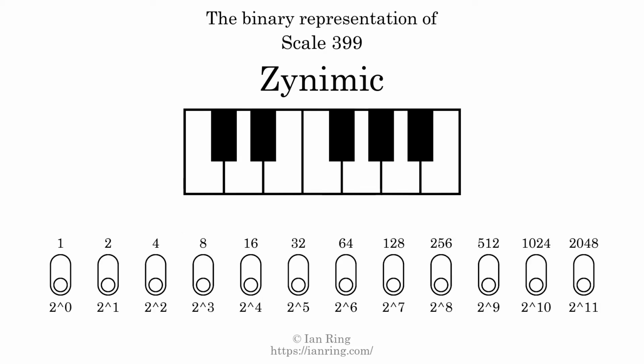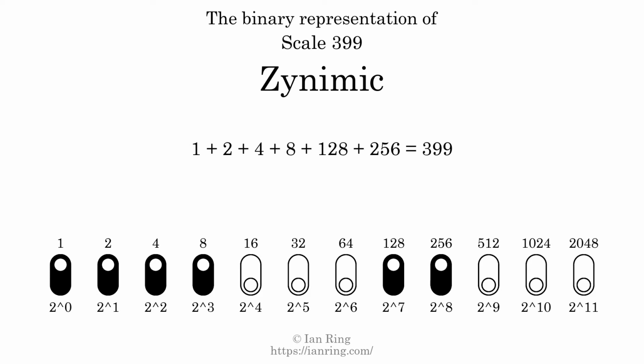The binary representation of this scale is determined by mapping tones of the scale to binary digits. Each binary digit represents a power of 2. To get the scale number, we add the powers of 2 together. The powers of 2 that are present in the scale, all added together, equals 399. That is why the scale number, in decimal, is 399.